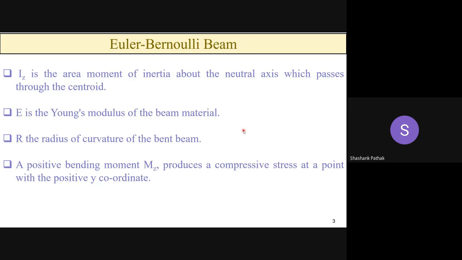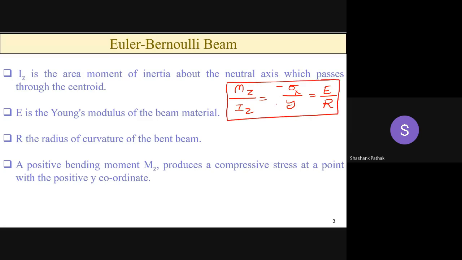We discussed the Euler-Bernoulli beam, the problems of the Euler-Bernoulli beam, and what their assumptions are. If you remember, the basic equation of the Euler-Bernoulli beam, which you have already studied, I am writing here. This is basically Mz by Iz equal to minus sigma x upon y equal to E by R. This is a very popular equation. Each one of you might have seen it somewhere.